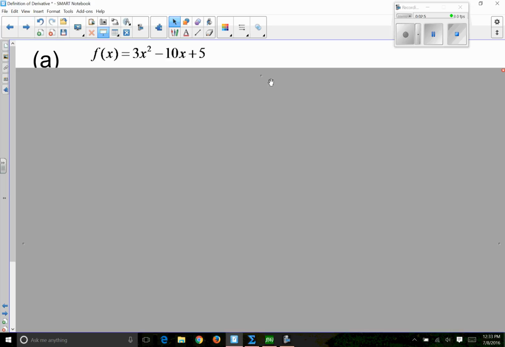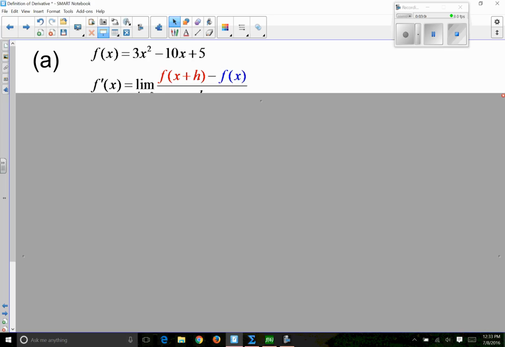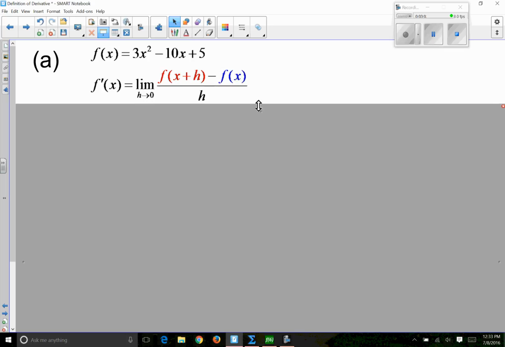So to answer part A, this function is given, f of x equals 3x squared minus 10x plus 5. We start answering part A by writing the definition of the derivative. F prime of x equals the limit of f of x plus h minus f of x all over h as h approaches 0. The blue in this definition simply means the given function. The red means the given function with x plus h in place of x.